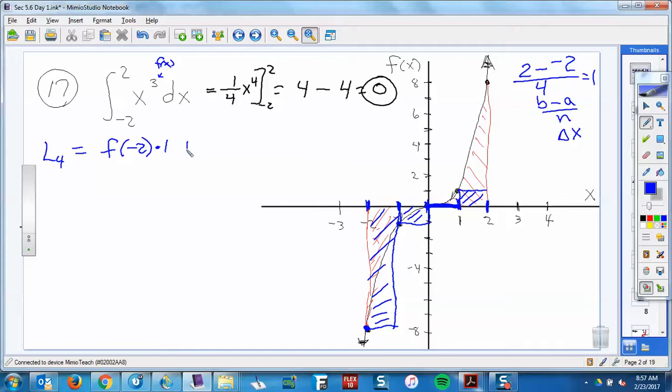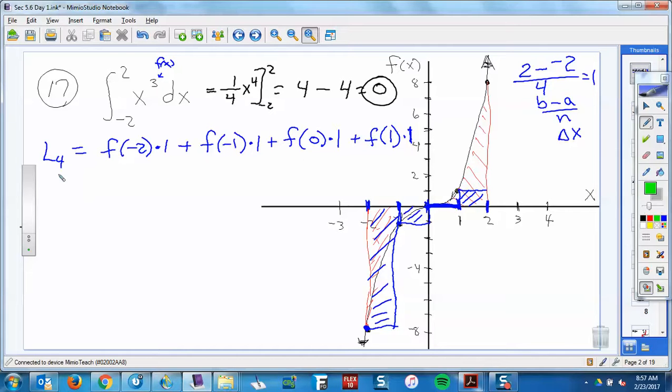Okay, plus, what's the next height? f of -1 times 1, plus f of 0 times 1, plus f of 1 times 1. Notice we don't get all the way to the 2, do we? With our left rectangles, we did not have anything at the 2. We started at the left edge, so we don't get all the way there. Well, that's because there are 5 of these marks, like I said earlier, to divide it into 4 subintervals. We're only going to use 4 of them, so we don't use the one on the right.